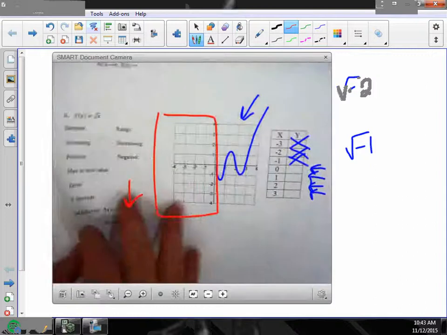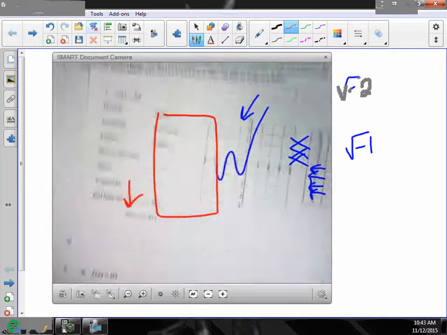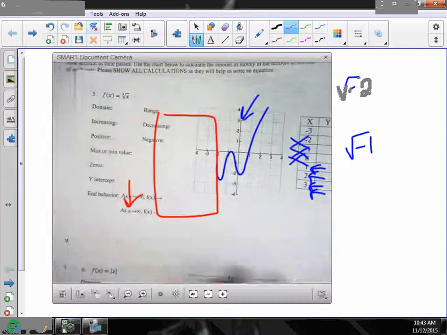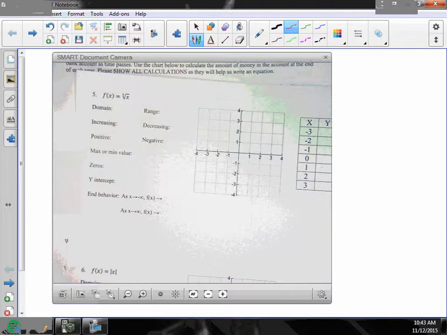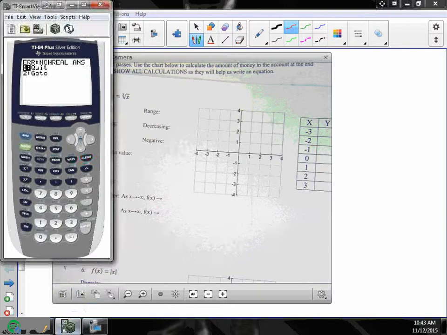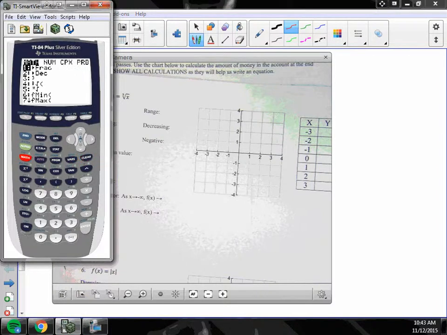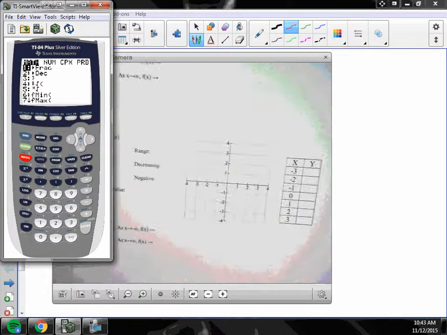And then next page. Where do you find the third root button? If you go into math, so if I push math, number 4 is third root. Did everybody see that? When you get to number 5, the third root button is right here. Math 5 is where you find third root. Okay? And then on number 6, do you know what that symbol's called?